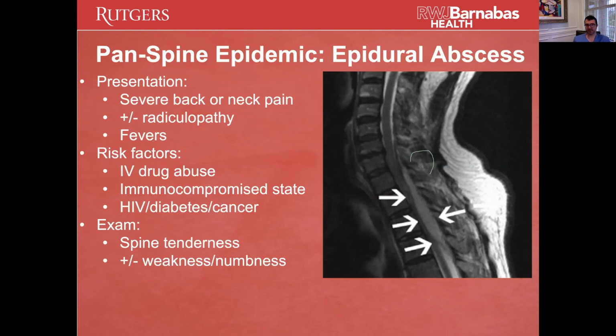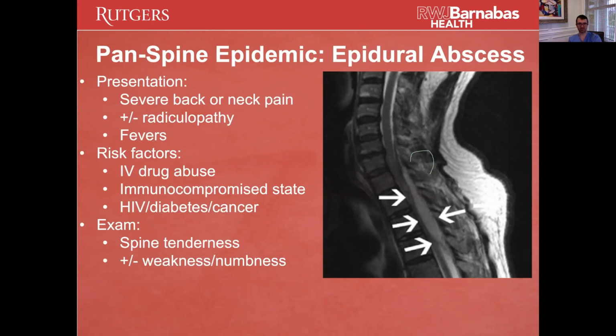The presentation is going to be very similar to patients with degenerative spine conditions. You get back pain, neck pain. You can have radiculopathy. The big difference, you may see a fever, although not necessarily. So on exam, you'll actually have palpable tenderness, whereas with degenerative disease, you won't have that. But for the most part, this isn't something that you can really distinguish from exam alone.